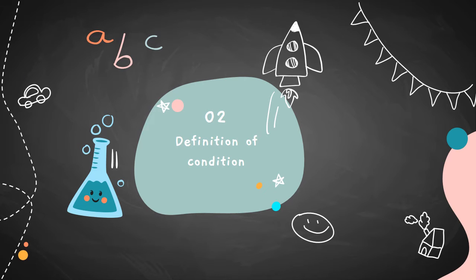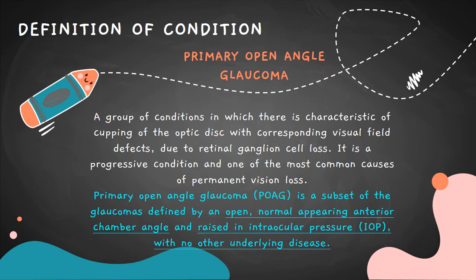Next, let's move to the definition of the condition that the patient has. Before we jump into the meaning of the disease specifically, we need to know what glaucoma is first. Glaucoma is basically a group of conditions characterized by cupping of the optic disc with corresponding visual field defects due to retinal ganglion cell loss. It is a progressive condition and one of the most common causes of permanent vision loss across the globe.